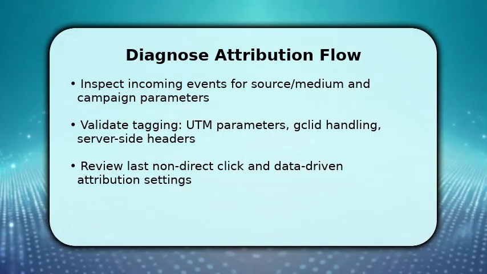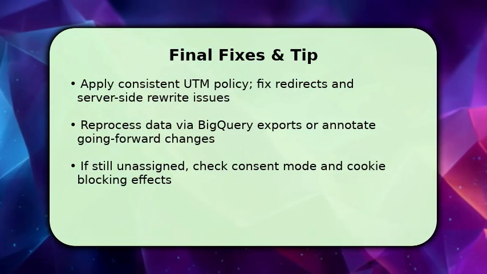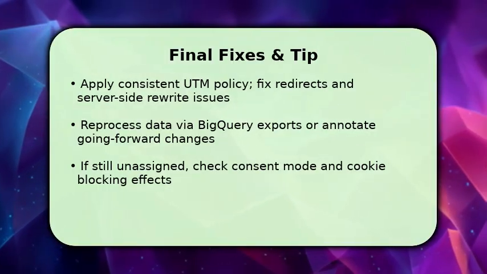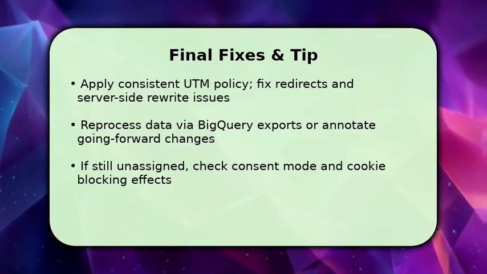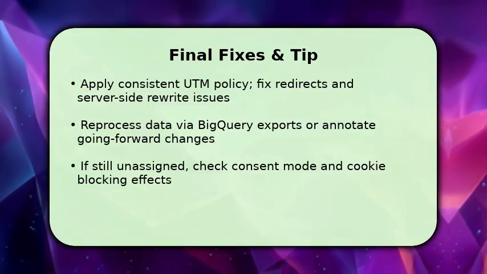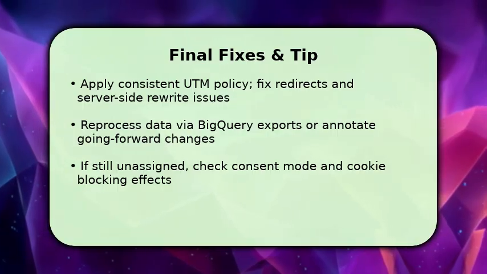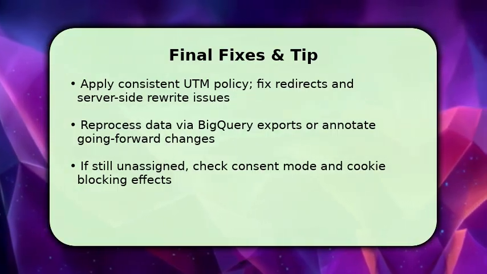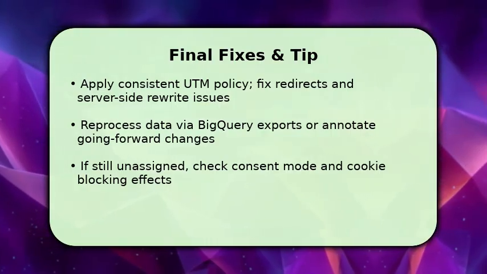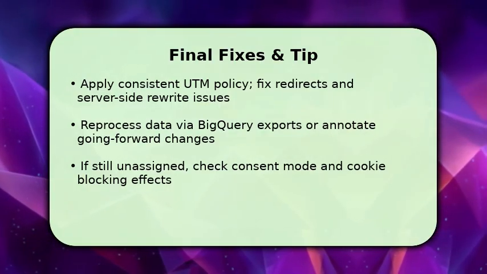You finish by enforcing a consistent UTM tagging policy and fixing any redirect chains or server-side rewrites that strip parameters. This immediately reduces unassigned traffic. Then export recent raw events to BigQuery to verify historical impact and flag changes. If retroactive fixes aren't possible, document the correction so stakeholders understand the gap.